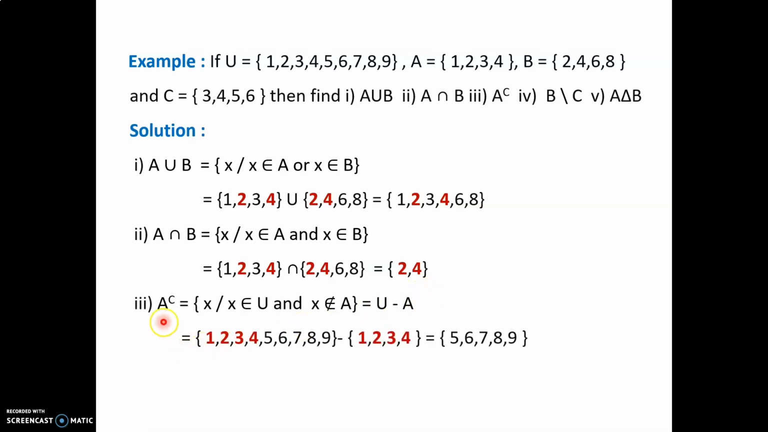Now we find A complement. A complement is the set of elements x such that x belongs to U and x does not belong to A. In the universal set, 1 to 9 are elements, and in set A there are 1, 2, 3, 4. In these two sets, 1, 2, 3, 4 are common elements. But in A complement, we delete the common elements and write only the remaining elements of set U. And we get A complement equal to {5, 6, 7, 8, 9}.